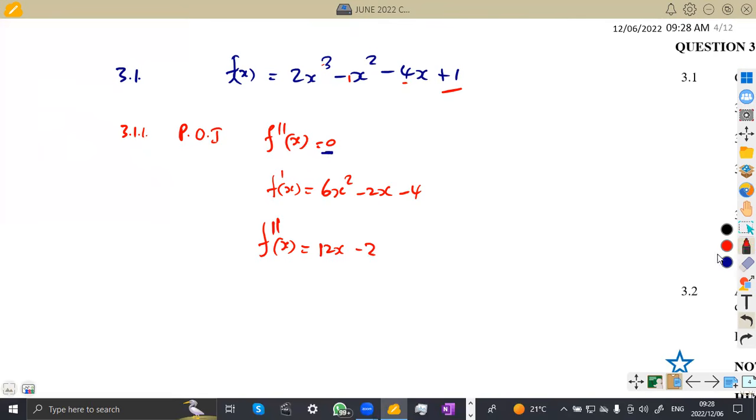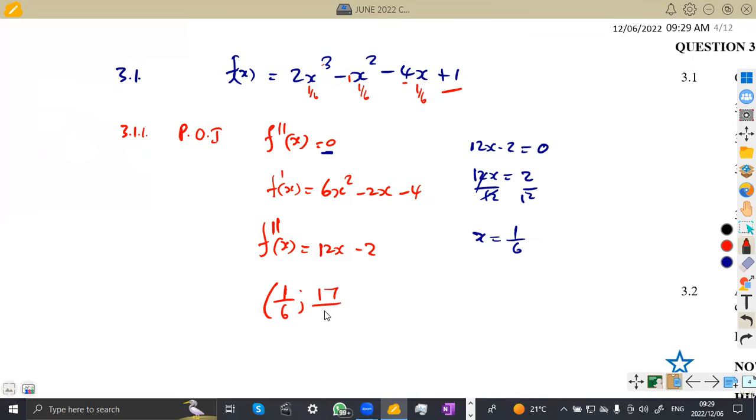So it's now an equation: 12x minus 2 is equal to 0. So 12x is equivalent to 2. Divide by 12 on both sides, so your x is going to be 1 over 6. Then to find the point, you take the value of x, which is 1 over 6, and to find the value of y, you substitute 1 over 6 in place of x. You must obtain something like 17 over 54 if you do this properly as a fraction. So that was the point of inflection.